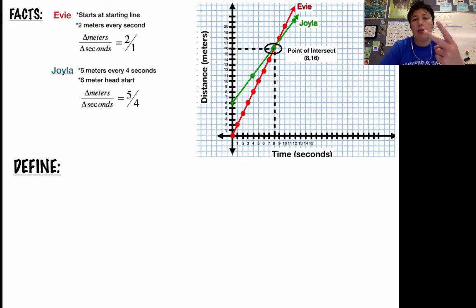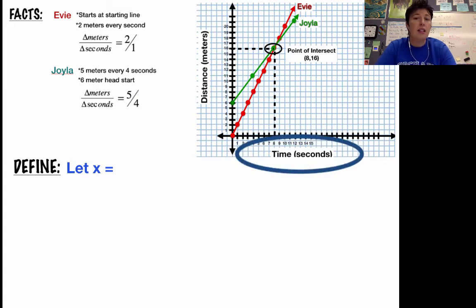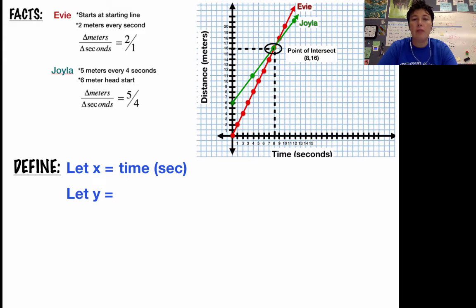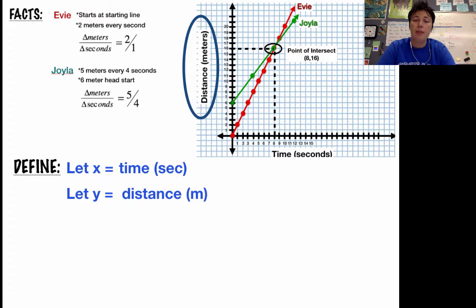So there's 2 variables going on here. In this case, we have an x and a y axis, so our variables are x and y. And we're going to define x first, let x equal something. Well, if I look at my graph, x looks like it's the time in seconds for this race. So let x equal time in seconds. Then I'm going to define my y variable. Well, if I look at my graph, y looks like the distance in meters. So let y equal the distance in meters.